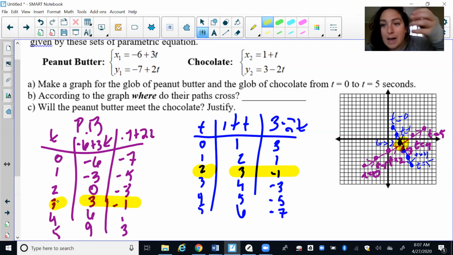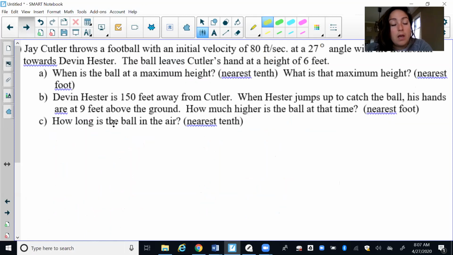It's just saying the glob itself is kind of rolling, but I get where you're coming from. What we're really asking is, are they at the same place at the same time? Yes, they're at the same place, but no, they're not there at the same time. It's 1 second difference. Hopefully that makes it clear on how to graph linear parametric equations.